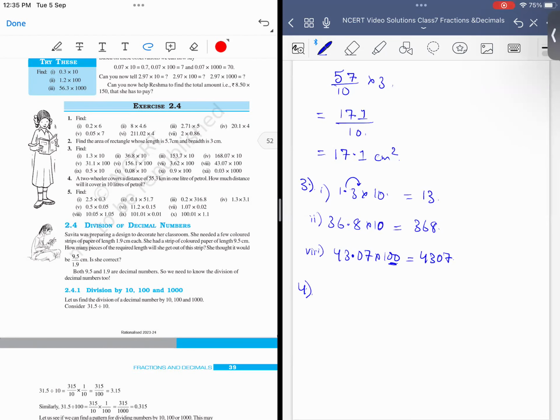Question number 4. A two-wheeler covers a distance of 55.3 kilometer in 1 liter. So 1 liter of petrol covers how much? 55.3 kilometers. So how much distance will it cover in 10 liters? So for 10 liters of petrol, 55.3 into 10, that is 553 kilometers. The decimal point will shift 1 place.